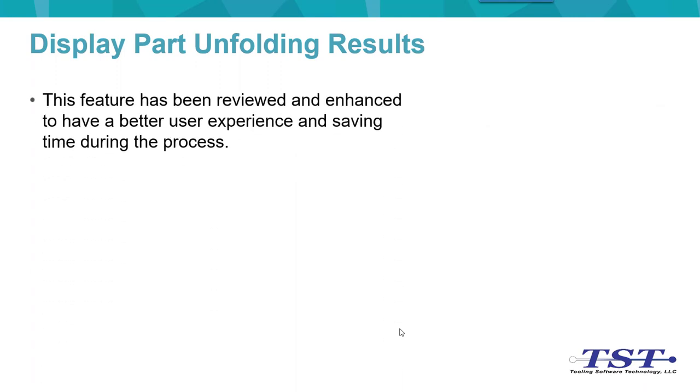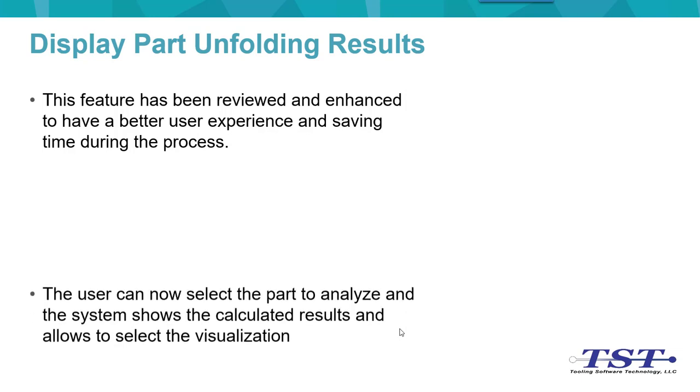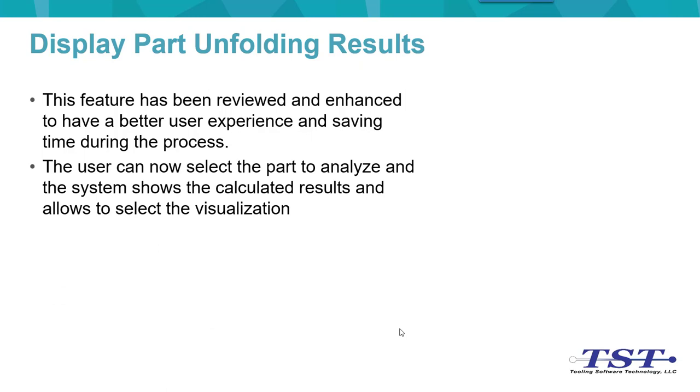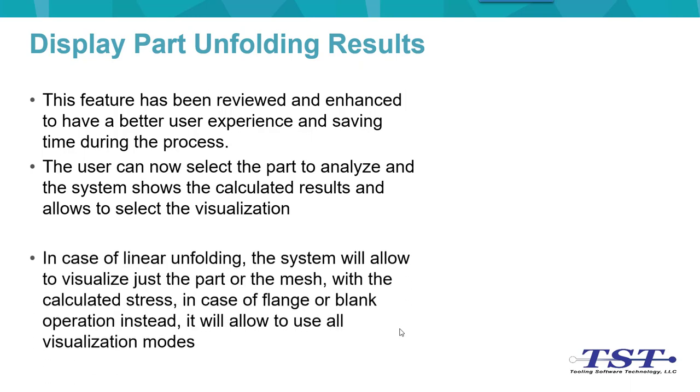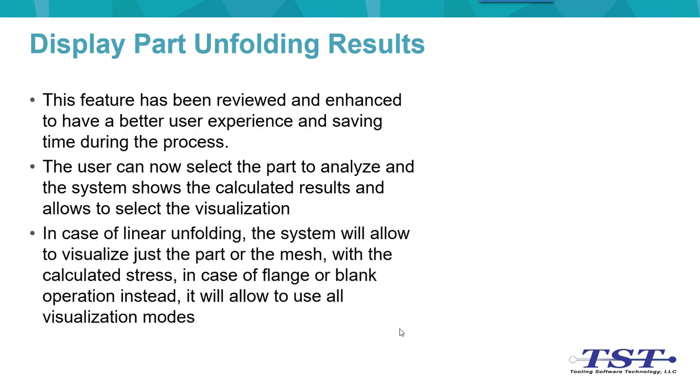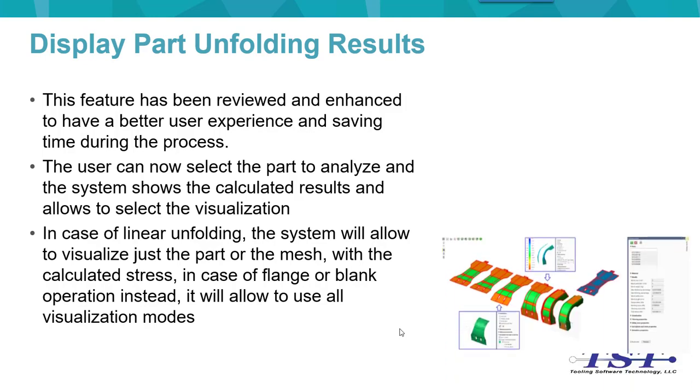Display part results. This feature has been reviewed and enhanced to create a better user experience, saving time during this process. The user can now select the part to analyze, and the system shows the calculated results, allowing you to show and select the visualizations. In the case of linear unfold, the system will allow visualization just on the part or the mesh within the calculation stress. In the case of flange or blank options instead, it allows you to use all visualization modes.